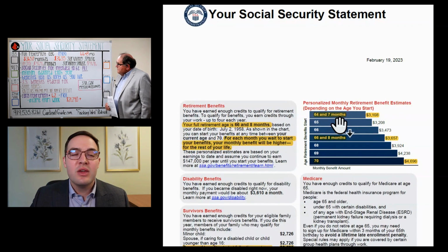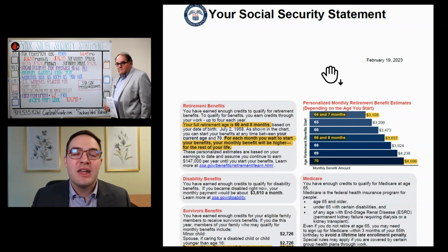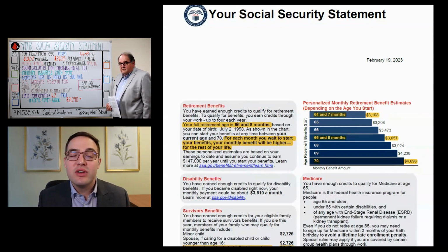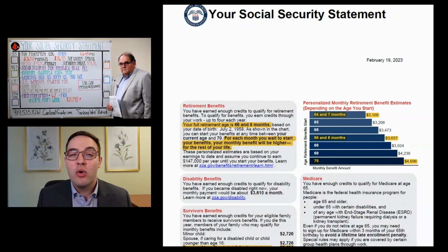The one thing that you want to look at is over on the right side here, you have the chart that shows the amounts at the different ages. One of the things that I want to point out that I hear all the time is, do I have to wait to these certain ages to take it? The answer is no. You can take it any month between 62 and 70. And every month you wait, it increases by a little bit. Even though they don't list every month on this chart, they just do it at those key points, every month you wait, it's going up by a little bit.